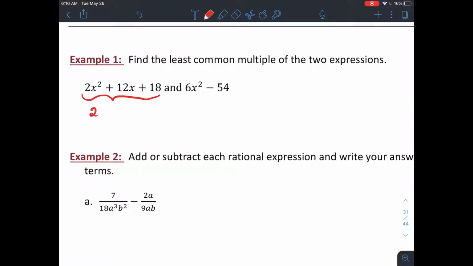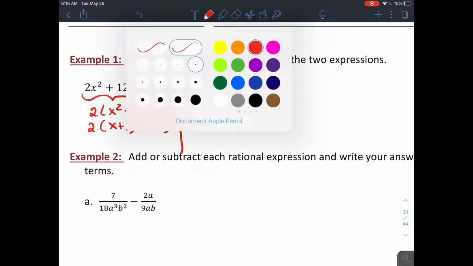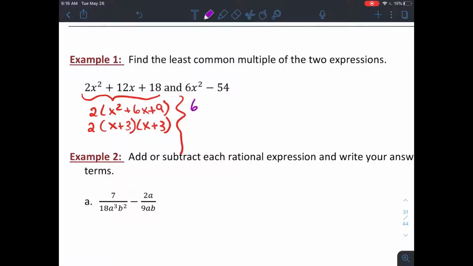So the first thing I want to do is go ahead and factor these two. I'm going to factor out my common factor of 2 first. And then I can factor x squared plus 6x plus 9 into x plus 3 times x plus 3. For 6x squared minus 54, I'm going to factor out my 6, and then that's going to leave me with x squared minus 9, which you can factor into x minus 3 and x plus 3. I'm also going to go ahead and factor my 6 into 2 times 3.